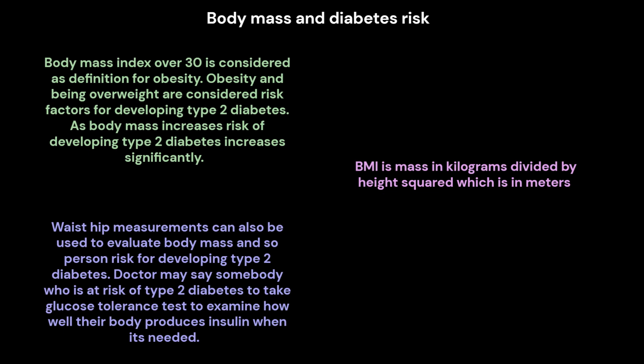Body mass and diabetes risk. A body mass index over 30 is considered the definition of obesity. Obesity and being overweight are considered risk factors for developing type 2 diabetes. As body mass increases, the risk of developing type 2 diabetes increases significantly. BMI is mass in kilograms divided by height squared, in meters. Waist-hip measurements can also be used to evaluate body mass, and so a person's risk of developing type 2 diabetes.